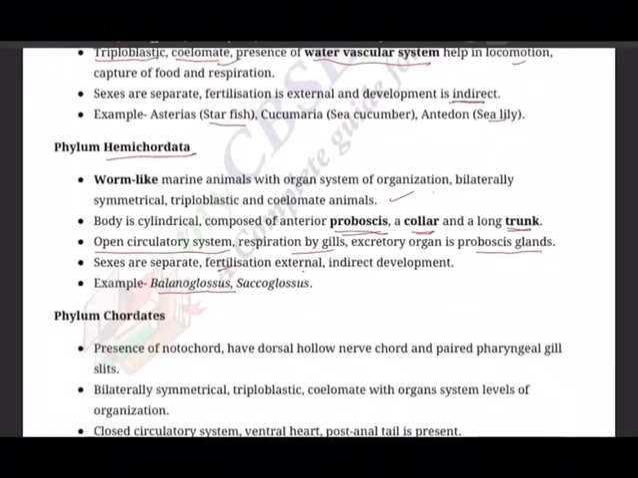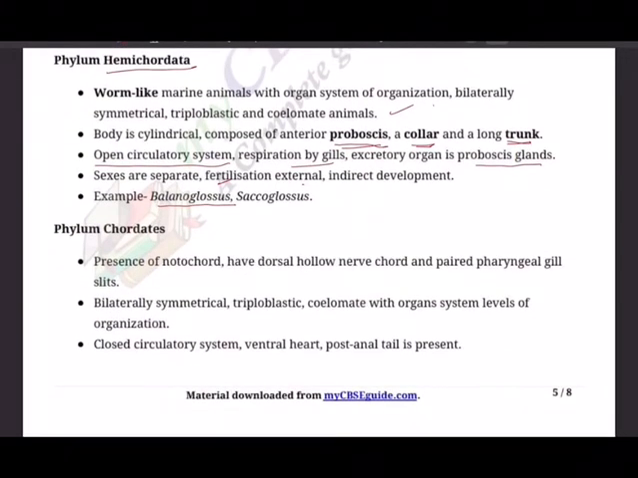And moving ahead, phylum Chordata, presence of notochord. Animals now have a notochord, which is going to become in future the backbone, vertebral column. Dorsal hollow nerve cord, which means the nervous system is going to come. These are the clues, the indicators of what's going to happen in future in the animals. Paired pharyngeal gill slits, gills have come. And bilaterally symmetrical, of course, triploblastic, coelomate with organ system level of organization.